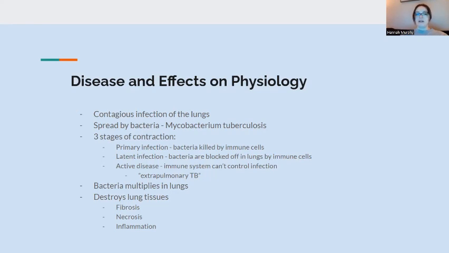Now, there's a little side note here. Tuberculosis can actually leave the lungs and start to affect other systems, like the lymphatic system in particular. And this is called extrapulmonary.